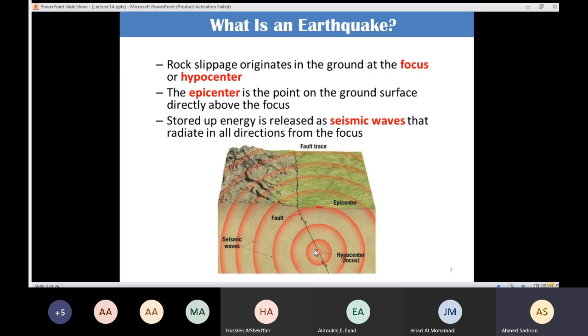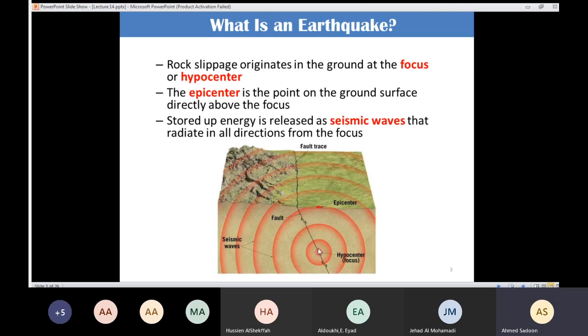And also we have the epicenter. That point is the epicenter, and that point is directly above the focus. So the point which is directly above the focus or the hypocenter, we are going to call the epicenter.